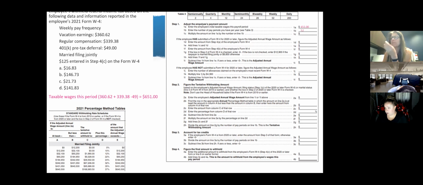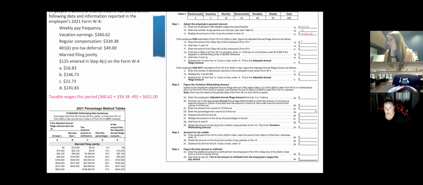Enter the number of pay periods. He's weekly, so we're going with 52. Then we're going to multiply. So that's taking that amount that we paid him for the week, and we're going to annualize it, multiply it by 52. If the employee has submitted a Form W-4 for 2020 or later, then we're going to do the next section, which he has.